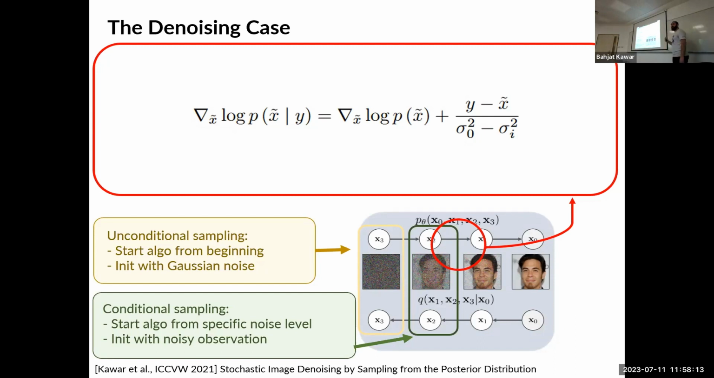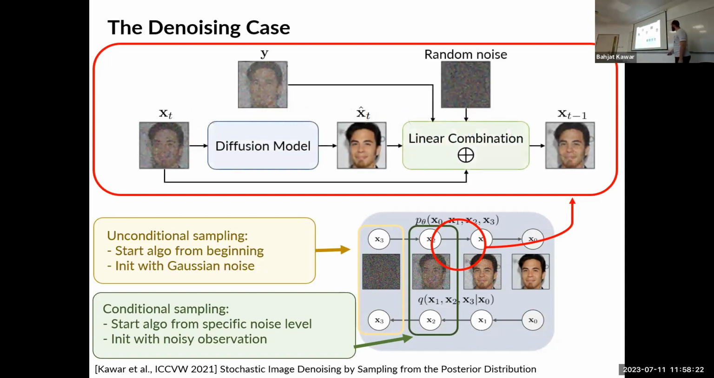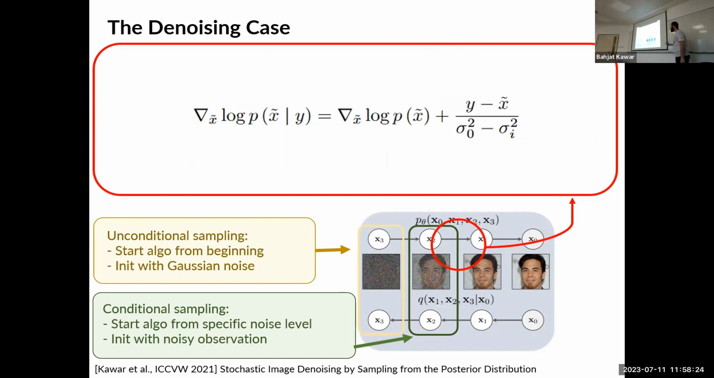So instead of sampling from the prior distribution, generating the image, we're going to sample from the posterior distribution given our noisy observation y. The update rule is going to look like this, or under this interpretation, it's going to look like this. We're just following the conditional score function instead of the unconditional. So that would be denoising.